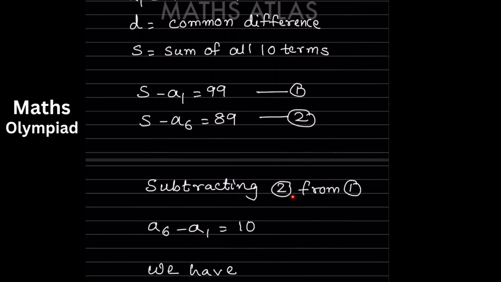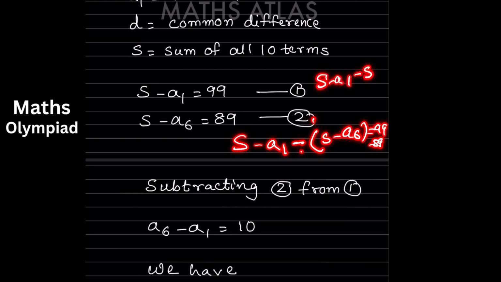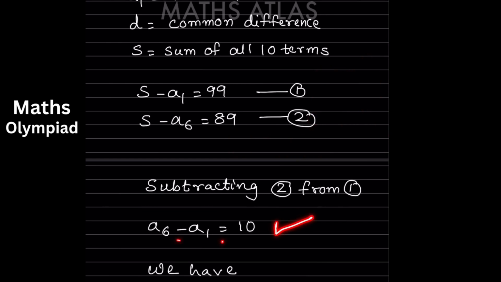So what will you do? Subtracting 2 from 1. So when you subtract this, what do we get here? S minus A1 minus (S minus A6) is 99 minus 89. When you expand this, S minus A1 minus S plus A6. Here S and minus S get cancelled. So it will be A6 minus A1, and 99 minus 89 is 10. So you will get A6 minus A1 equals 10.